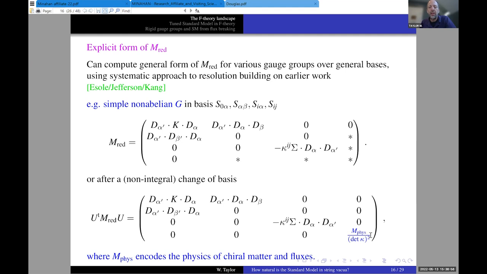And this then encodes the physics of chiral matter and fluxes. So in all the different constructions that we look at, this is essentially the form of this reduced matrix. And having this resolution independent form allows us to very readily do calculations with just understanding the geometry of the base and the gauge group and a single computation of this M-phys part, so that we can compute things like the chiral matter spectrum and the flux breaking of different things.